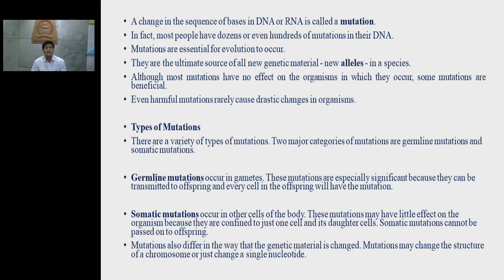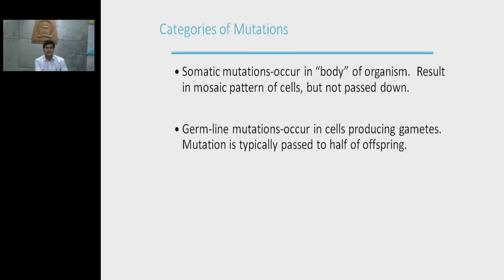These mutations have little effect on the organism because they are confined to one cell and its daughter cells. So these mutations cannot be passed on to offspring. Mutations differ in the way the genetic material is changed, and that changes the structure of the chromosome or of the particular nucleotide. In the body of the organism, somatic mutation is localized in a mosaic pattern of cells. These mutations cannot pass down.